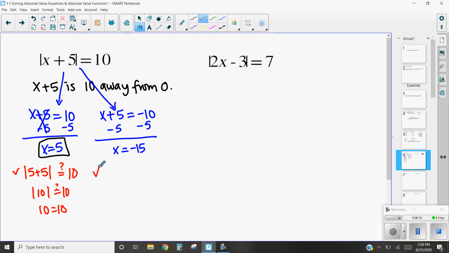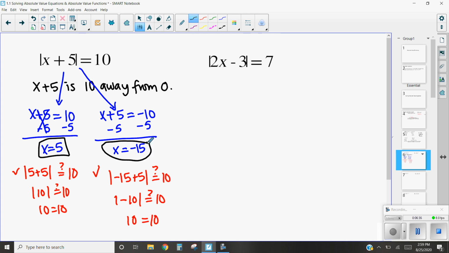So I'm going to substitute in that negative 15 for my x and do negative 15 plus 5. Does that equal 10? Now, what is negative 15 plus 5? That equals negative 10. So the absolute value of negative 10, does it equal 10? Well, the absolute value of negative 10 is 10 because it's 10 away from 0, and 10 equals 10. So these two are the solutions.